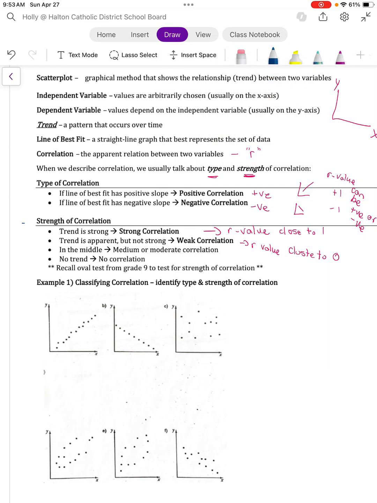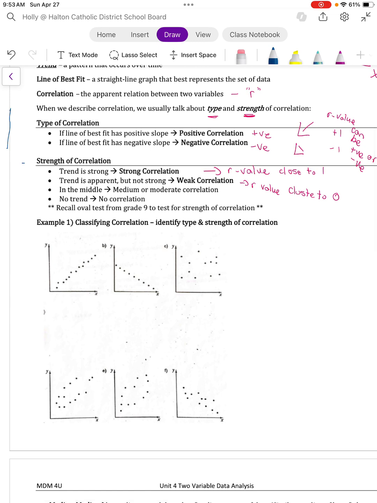Okay, so classifying correlations. There's some examples here of what that looks like. If I look at the oval test, it says recall the oval test from grade 9 to test for the strength of the correlation. Basically, you circle all the points as a group, and if that circle looks like an oval, you have a strong relationship. If the circle looks more like a circle as opposed to an oval, it's no or weak correlation. So depending on what the data looks like. If I look at this data here and I draw a circle around it, that's a strong oval. I can tell that's an oval.